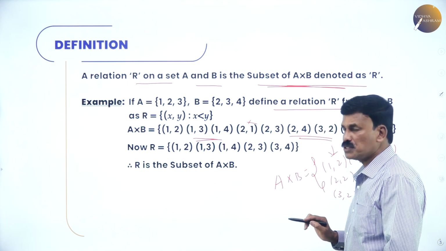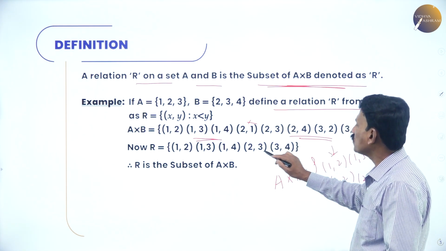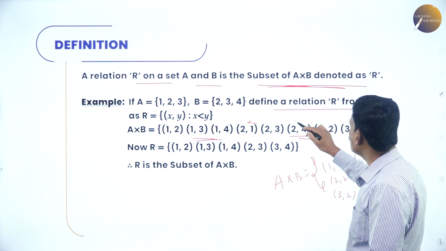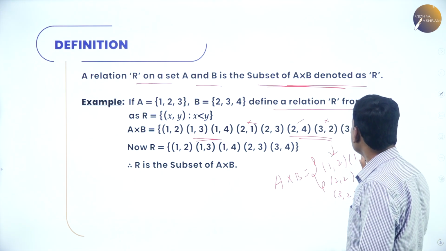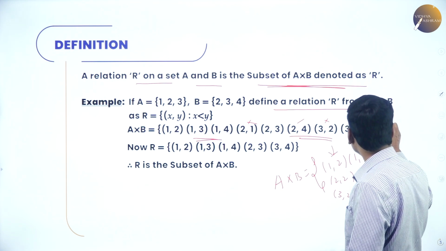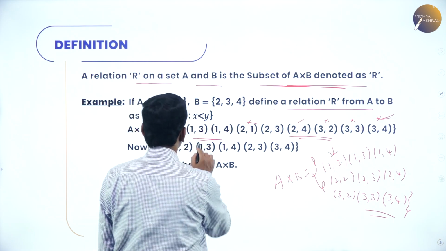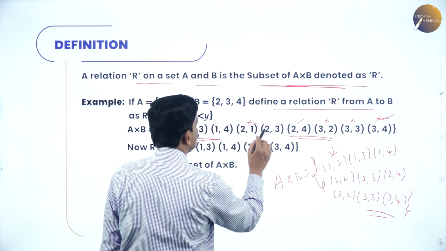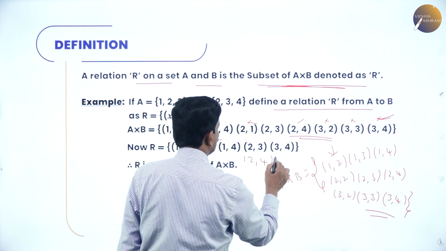Again we cannot take 2 comma 1 since 2 is greater than 1. 2 is less than 3, we can take; 2 is less than 4, we can take. And 3 is greater than 2, we cannot take this; 3 comma 3 we cannot take this; and we can take 3 comma 4. So therefore R is equal to 1 comma 2, 1 comma 3, 1 comma 4, 2 comma 3, 2 comma 4, 3 comma 4.